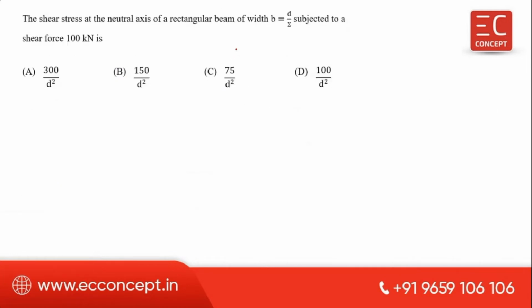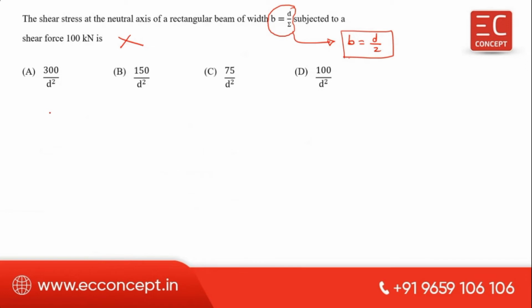Okay, the next one, this also is a mistake question. Why? The shear stress at the neutral axis of a rectangular beam of width B is equal to D by summation. What is the meaning? In your original question also you can see this is not our printing mistake; in the original question also there was a printing mistake. D by what? Subjected to a shear force, and so on. Actually, what I am feeling is this may be B is equal to D by 2.